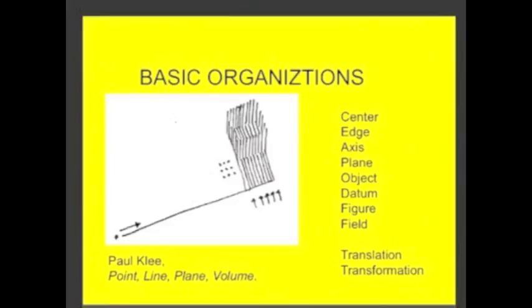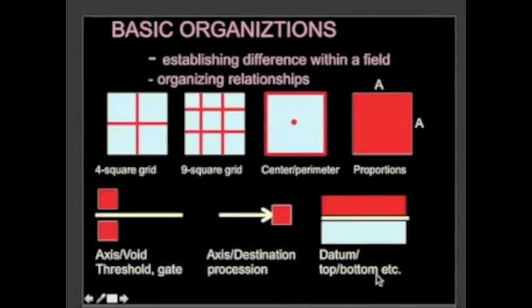I'm so much more important than people who are not organized on the axis. Sorry, that's just the way it is. And so forth. So we have all of these conditions of center, edge, axis, plane, object, datum, figure, and field, and they're all interrelated through translation, dragging, or transformation. So these are some basic organizations that we can look at.